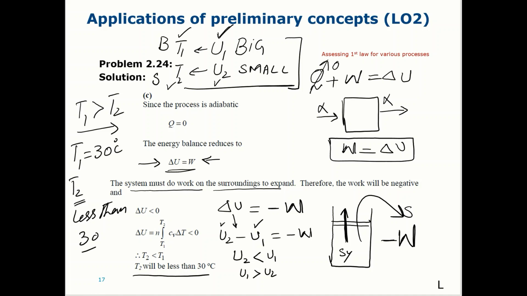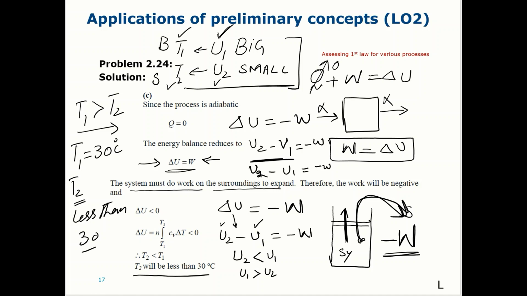T1 is 30 degrees Celsius and T2 would be definitely less than 30 degrees Celsius because work is done by the system on the surrounding. So that means work is negative. And the work can only be negative when U2 minus U1 is negative as well, right? And this can only be negative when U2 is smaller than U1. This is the logic. And that's how it's explained in this question.